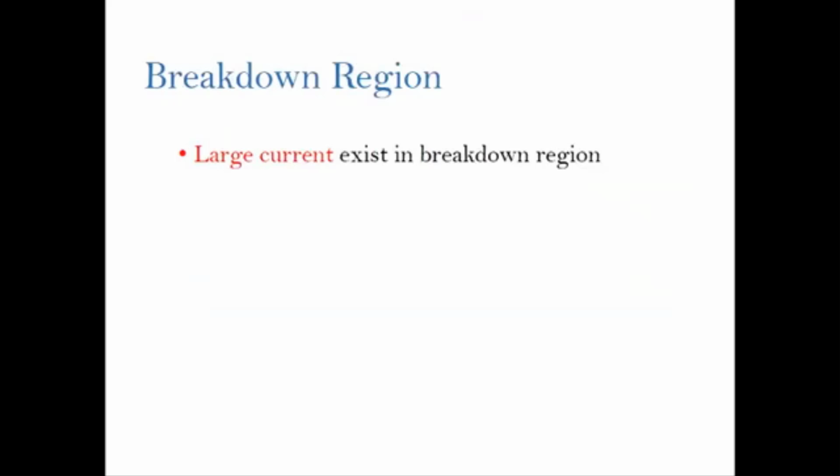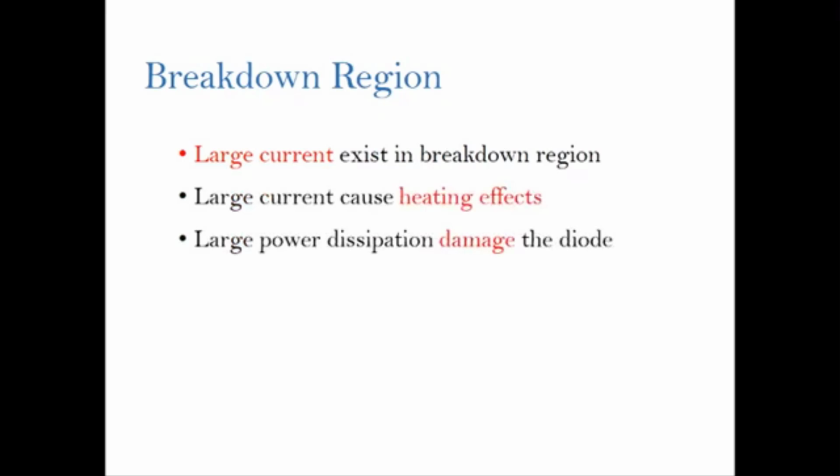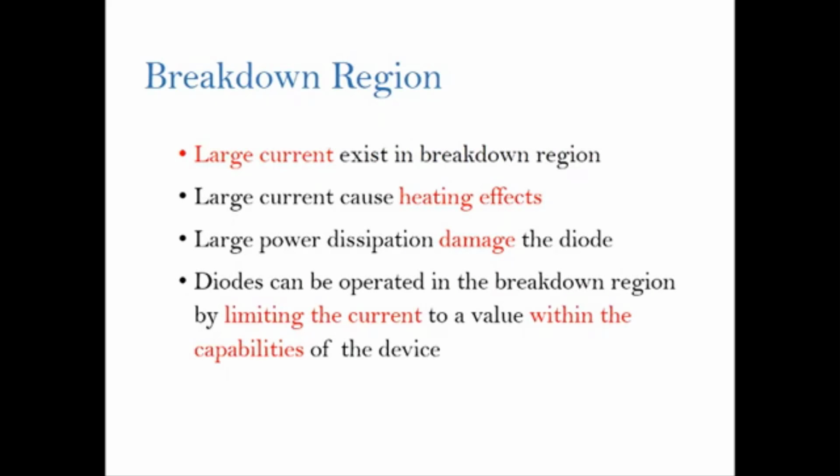Okay, so in the breakdown region, a large current exists. The large current causes a heating effect, and the large power dissipation damages the diode. So this is in a normal diode. The breakdown region happens due to what we call the avalanche current. This term, avalanche current, has already been discussed in the first week, if I'm not mistaken, the first or the second week. Okay, sorry, the second week.